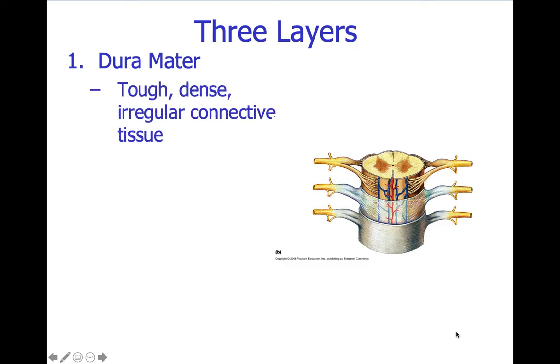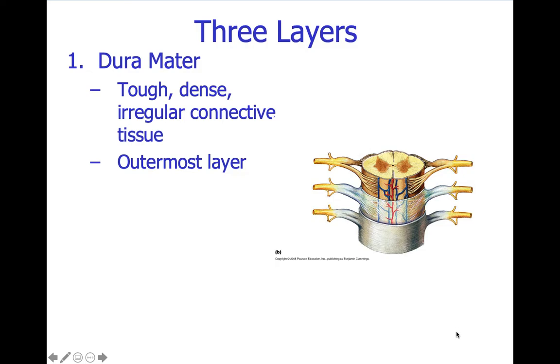It's tough, dense, irregular connective tissue. As we say, it's the outermost layer. Dura. What does dura make you think of? Me, it makes me think of durable, and durable is something that's tough and has body to it, and that's where the name came from.